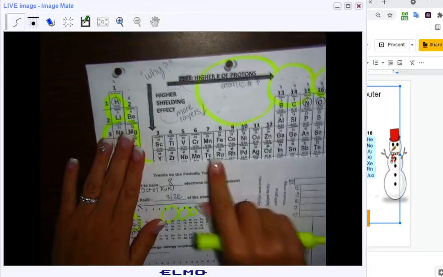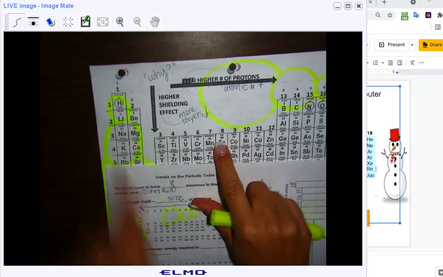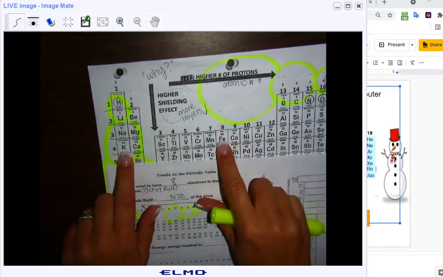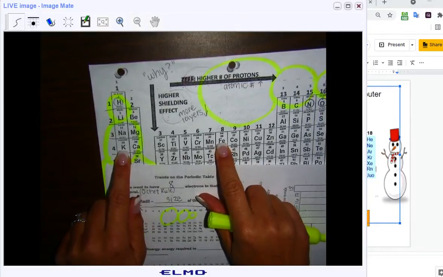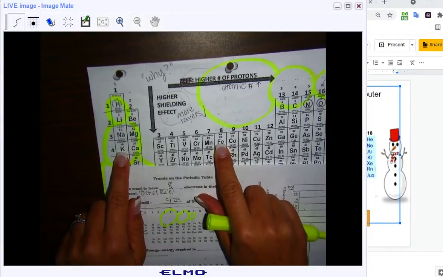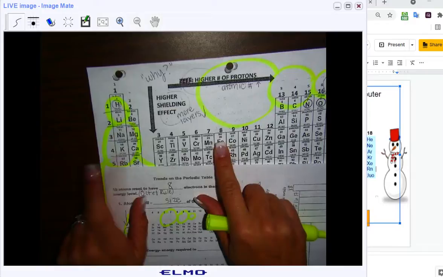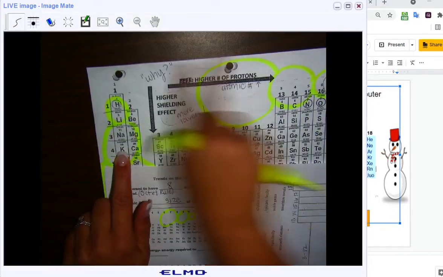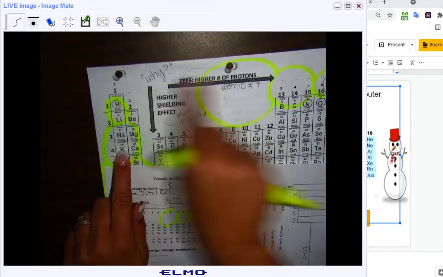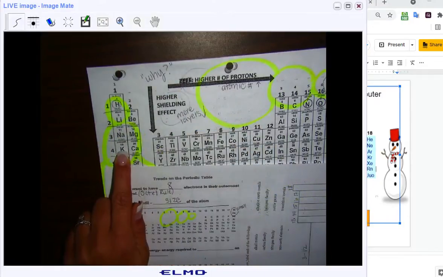Why is Fe smaller than K? Okay, so you guys are just telling me the trend, but why? Why is that trend even there? Why is this one smaller than this one? Higher number of protons. So she looked up here. She said, okay, those are flat, so it's higher number of protons. That's the only answer you can have.